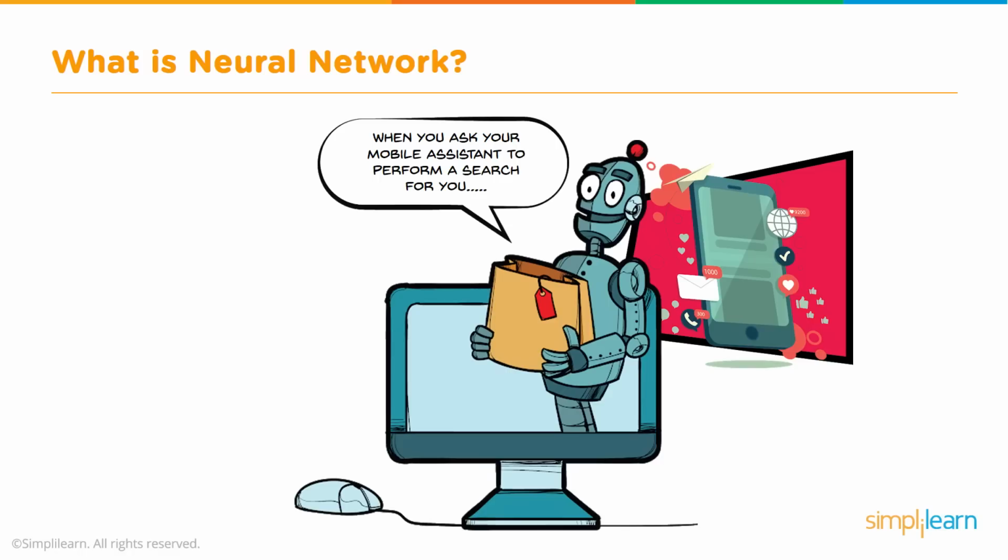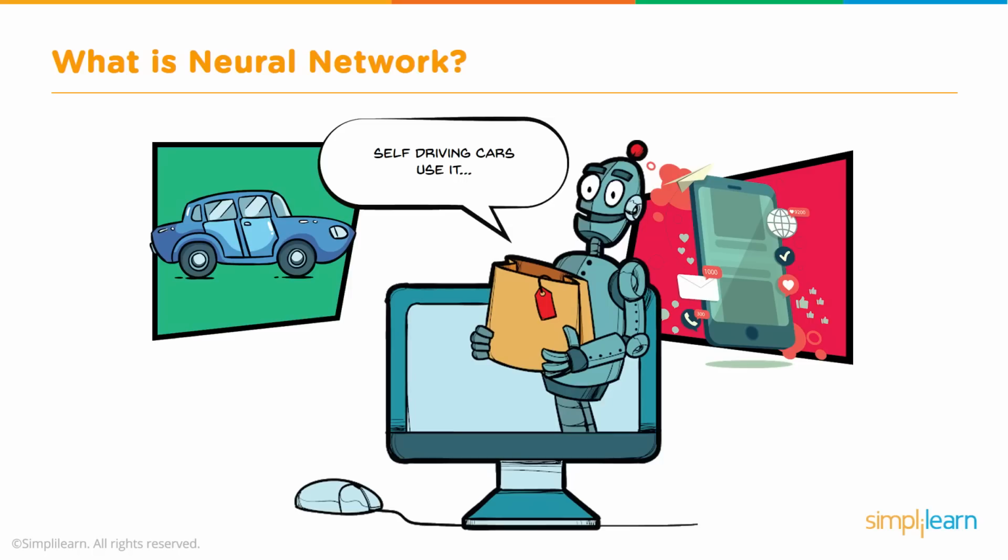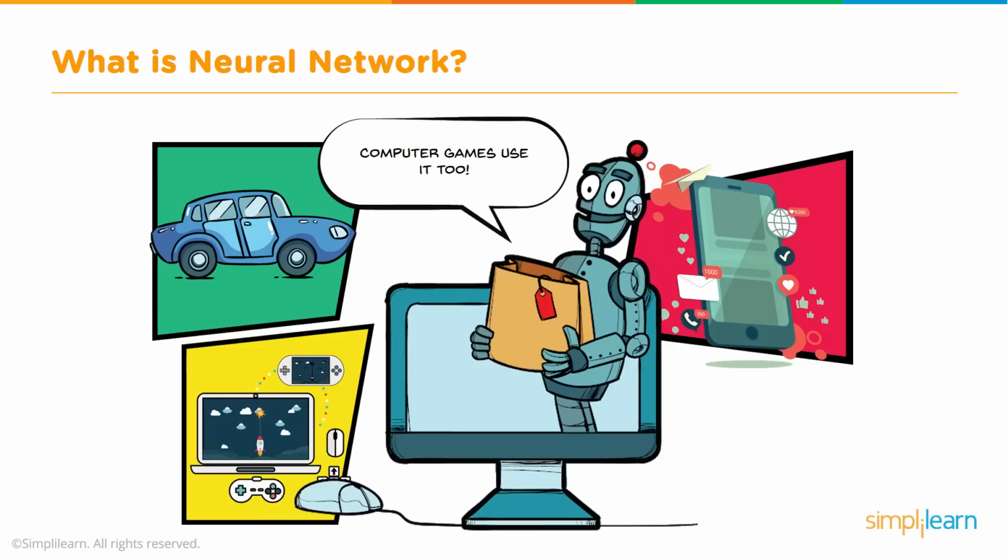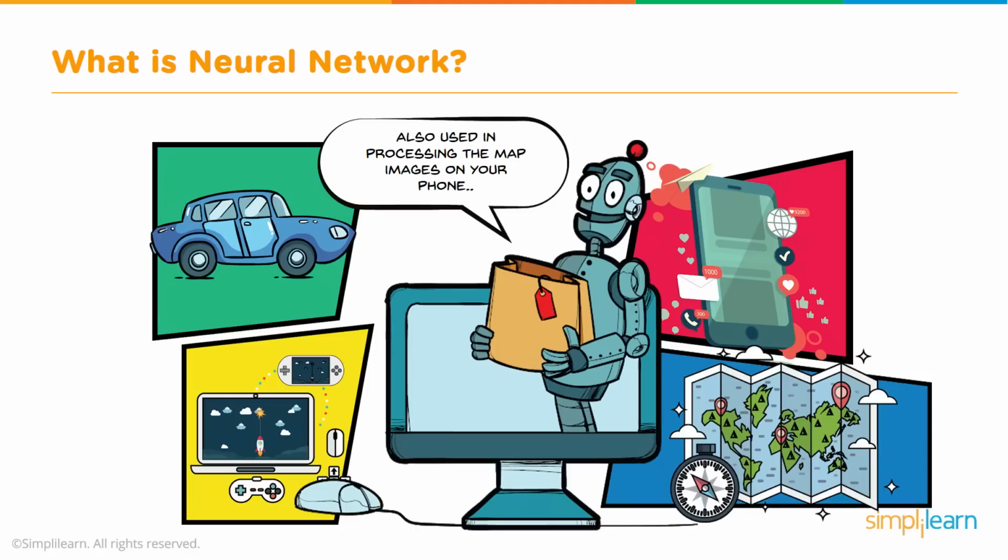When you ask your mobile assistant to perform a search for you, like Google or Siri or whoever you use, Amazon Web. Self-driving cars, so that's the newest thing coming out. They're just now trying to make those legal in different states in the US and around the world. Even in the UK, they now have self-driving cars going up and down the street. It's pretty amazing. These are all neural network driven. Computer games use it. So a lot of computer games are driven by neural networks in the back end as part of the game system and how it adjusts to the players. And it's also used in processing the map images on your phone. So every time you do a navigation someplace and it opens it up, they now use neural networks to help you find the quickest way to get there.